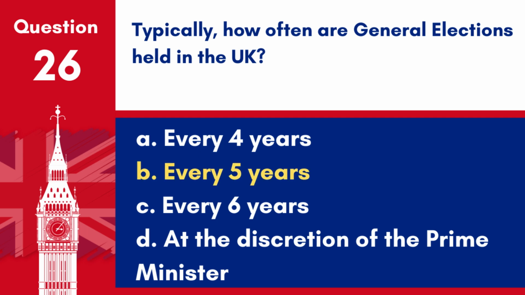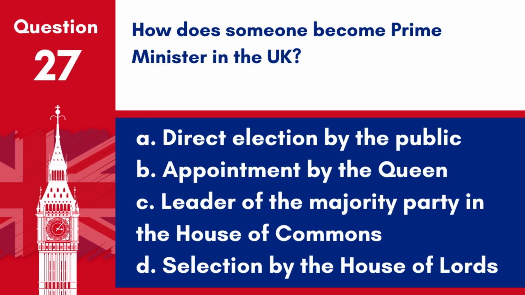Answer B. Every 5 years. By law, general elections are held every 5 years in the UK. Question 27. How does someone become Prime Minister in the UK? A. Direct election by the public. B. Appointment by the Queen. C. Leader of the majority party in the House of Commons. D. Selection by the House of Lords.